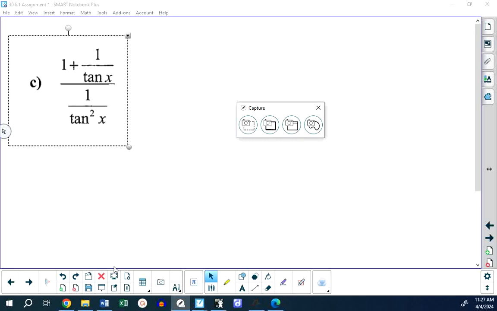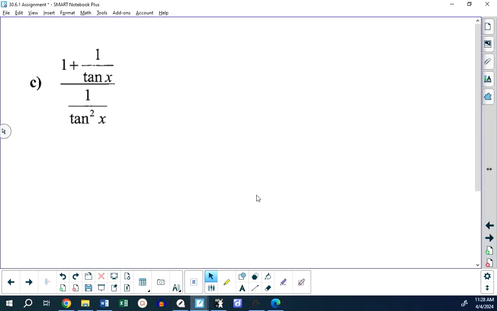First and foremost, you should always be looking at writing everything as sine and cosine. But since this is a complex fraction, imagine what would happen if you changed that tan to sine over cos. It would be a denominator within a denominator within a numerator. So I think it's best to clear up the complexity of the fraction first before you start running away with the trig. In other words, do some algebra to simplify things, then we'll worry about the trig.